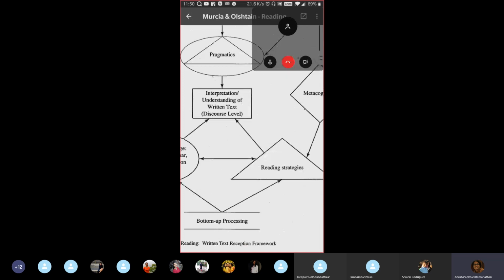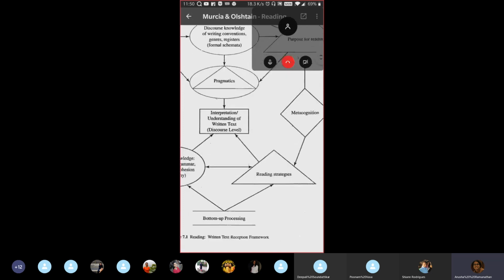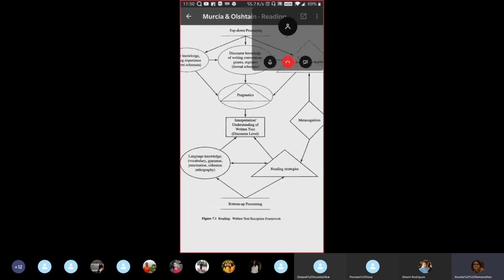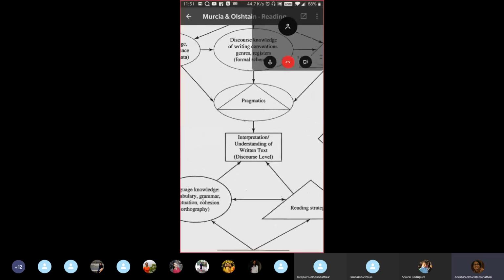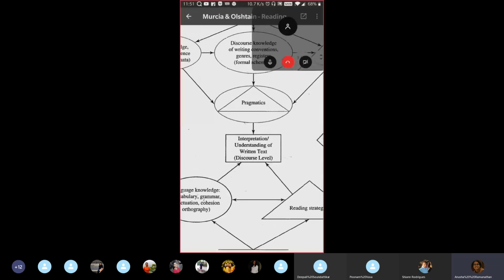Another bottom-up skill is a reading strategy based on the element that a story has to be read in a chronological manner. Another question that I love asking students is, how do you know which is the next comic strip? How do you know that you must move left to right? Why won't you move right to left? So all of those are strategies for you to be able to understand. And then once you have got it, there is an interpretation or understanding of the written text at the literal meaning, at the discourse level.